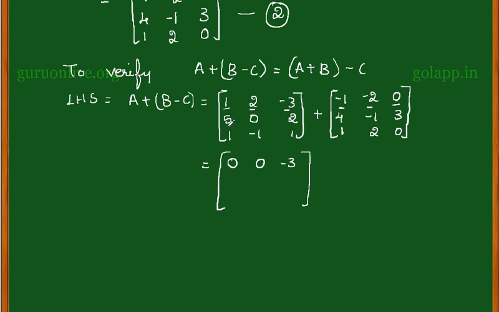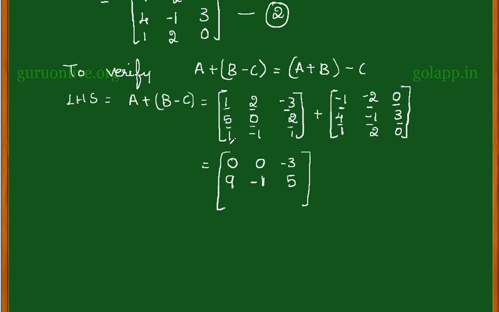Now, the second row, first element is 5 and the corresponding element is 4. So 5 plus 4 gives you 9. Second row, second element is 0 and the corresponding element is minus 1. So 0 plus of minus 1 gives you minus 1. And the last element in the second row is 2 and the corresponding element is 3. So 2 plus 3 gives you 5.